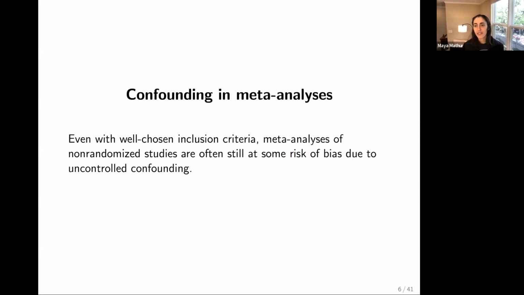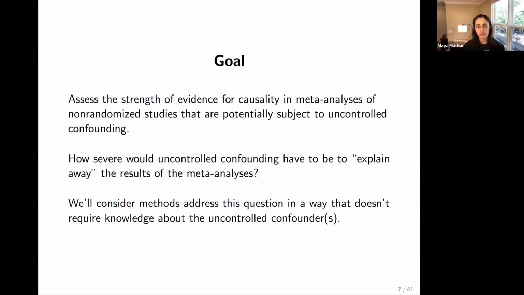Okay, so we can do our best with inclusion criteria, but of course we're kind of limited by what studies we actually find in the literature. And generally, even strong non-randomized studies are still at some risk of bias due to uncontrolled confounding.